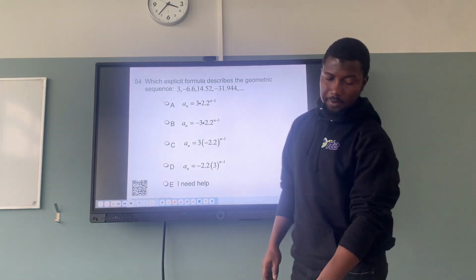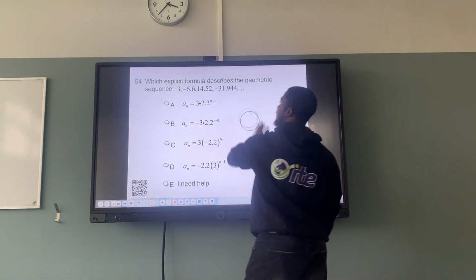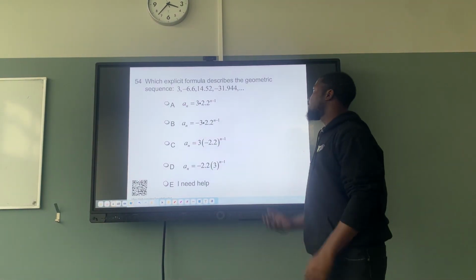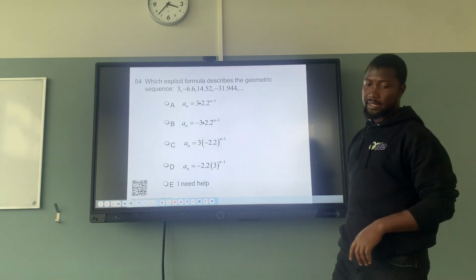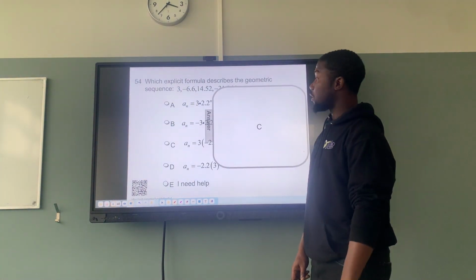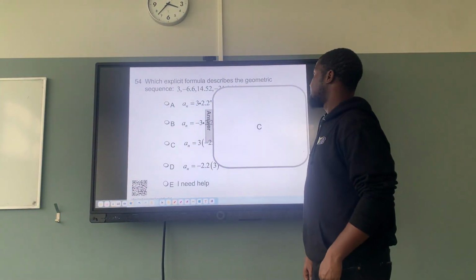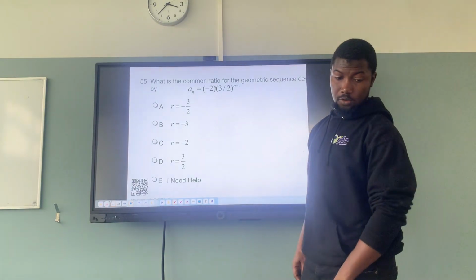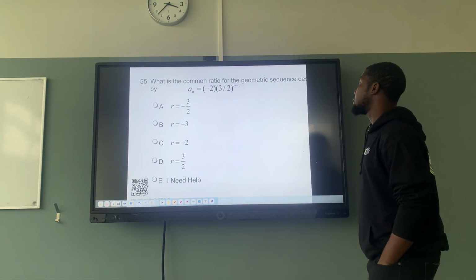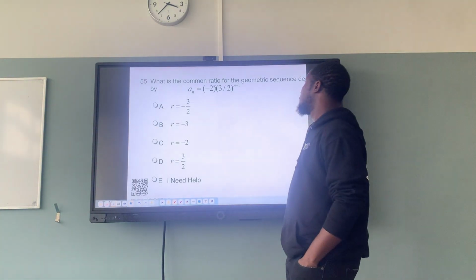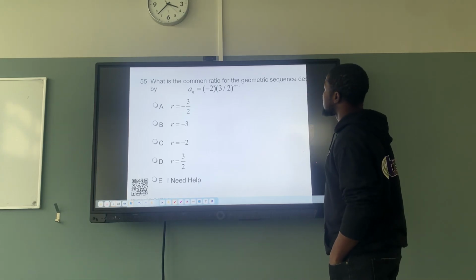Which explicit formula describes the geometric sequence? Pause a minute and then find out the answer. Find the first term, find the common ratio, and then see which one is represented there. The correct answer should be option C. If you get it right, it should be C. Look at that other one also. Sorry, this one is asking for the common ratio. The formula is given, and you're asked to find the common ratio.